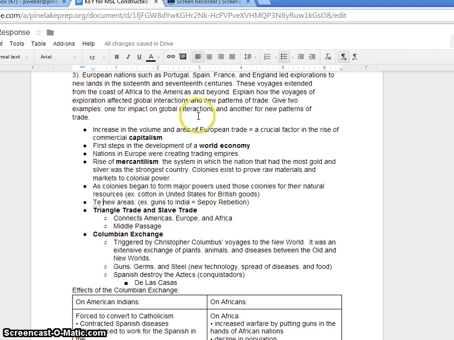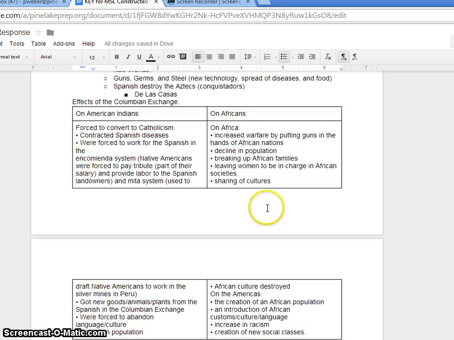In terms of effects on global interactions, you could talk about how countries competed to be the strongest country, to have the most resources. You can also talk about some specific effects on the Native Americans, like being forced into labor. We see new populations created. In Africa, global interactions, we see increased warfare, things like that.